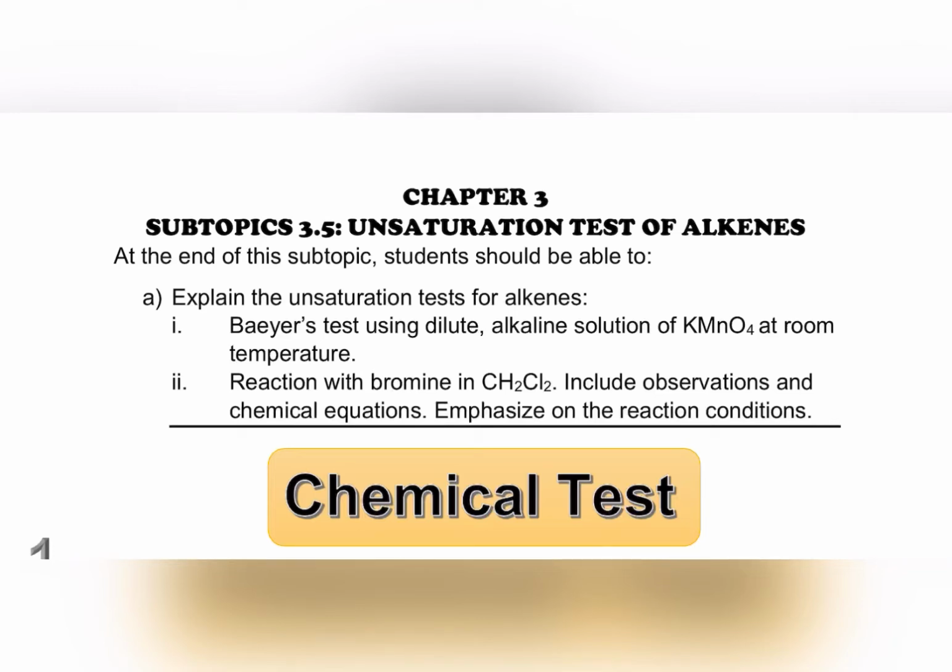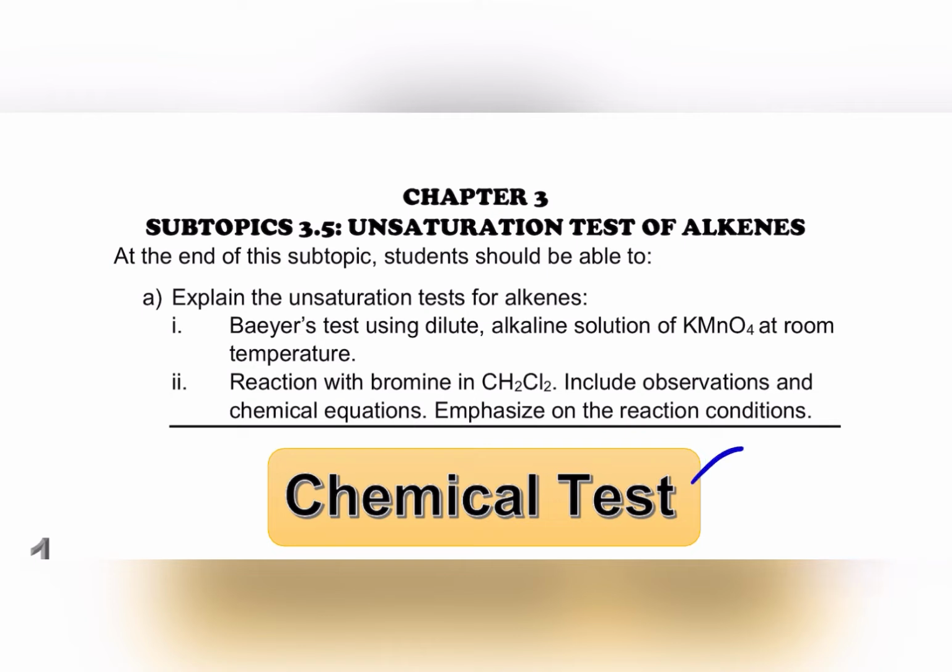Assalamualaikum and hello. Let's continue with the last video for this chapter, where we are going to learn about the unsaturation test of alkenes. Another name for this one is a chemical test. Chemical test is a very famous question where you have to memorize 4 things in order to get the full mark for this kind of question.